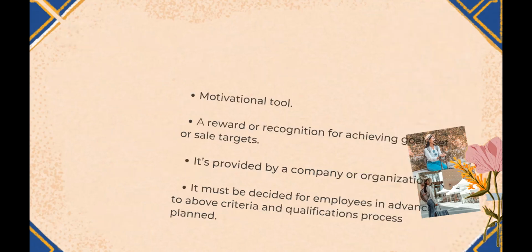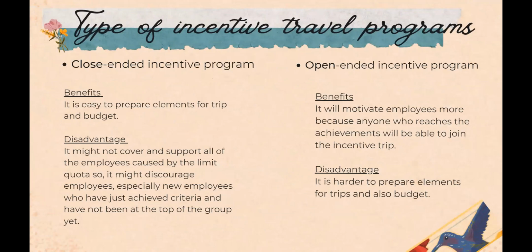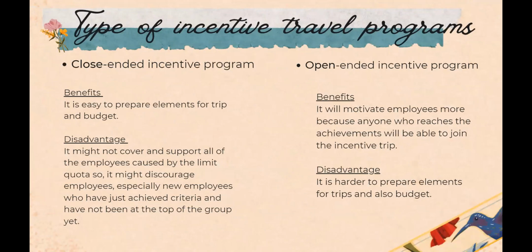And the next one, we're going to talk about the types of incentive travel programs. As you can see on the left side, the closed-end incentive program. For this one, it is easy to prepare the elements for the trip and the budget, but there are some disadvantages. It might not cover and support all of our employees because of the limited quota. So it might discourage employees, especially new employees who have just achieved the criteria and have not been at the top of the group yet.